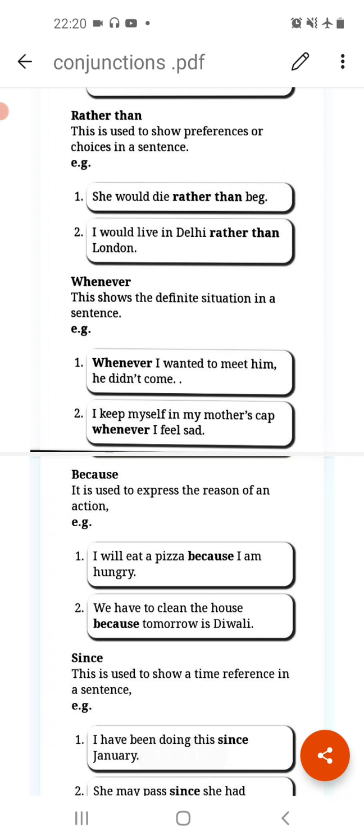Next is rather than. This is used to show preferences or choices in a sentence. She would die rather than beg. So whenever there is any preference or choice, I would live in Delhi rather than London.